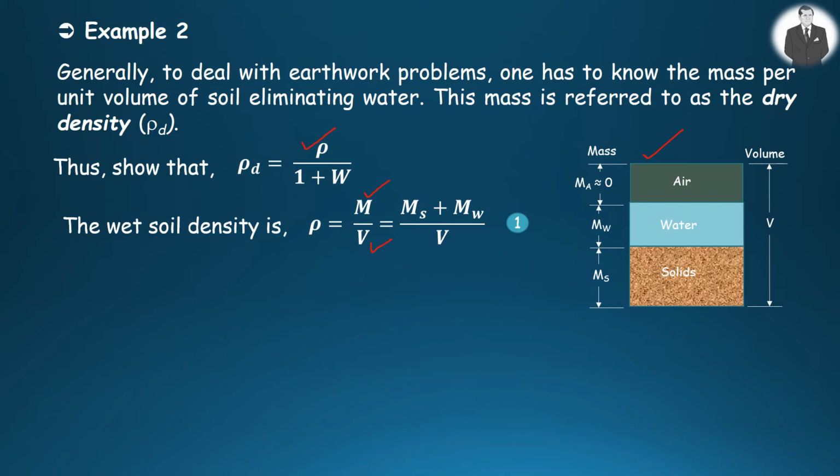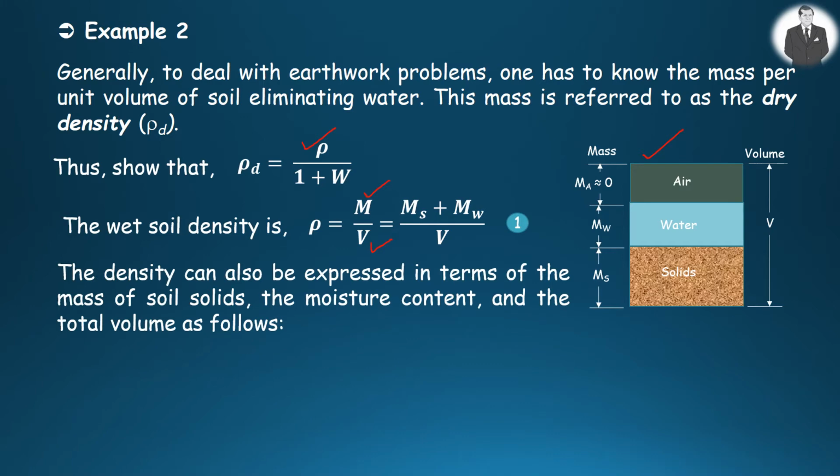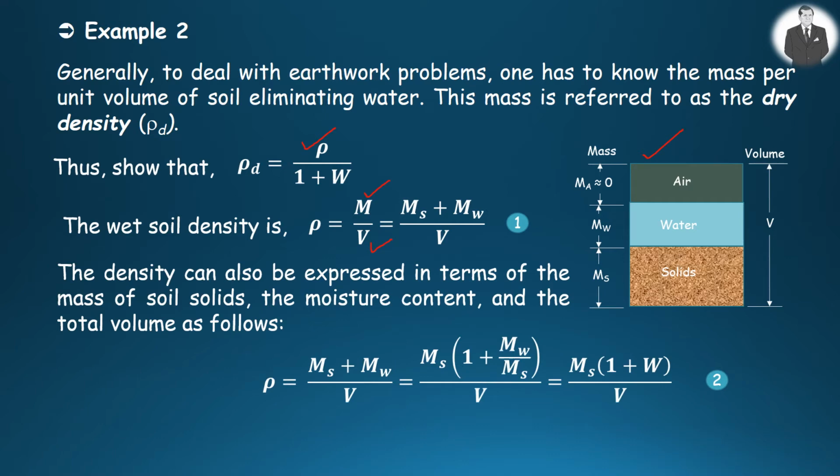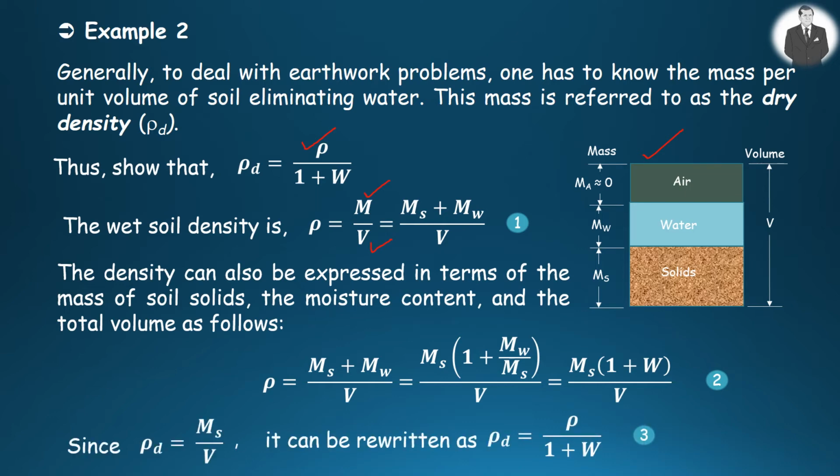Now, this density can also be expressed in terms of mass of solids, moisture content, and the total volume as shown in equation 2. Since the dry density is the ratio between the mass of solids divided by volume, equation 2 can be rewritten as equation 3, which is the required one.